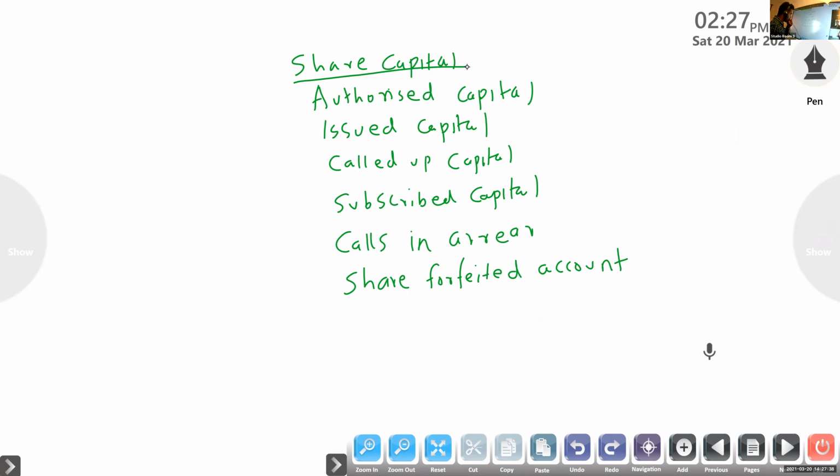One thing you have to remember: if you study this one, the next chapter is related to it. Then the last chapter, the cash flow statement, is also related to this one. Anyway, you will get a revision. So you have to remember calls in arrear, share forfeiture account. Calls in arrear, share forfeiture account. Then any capital.